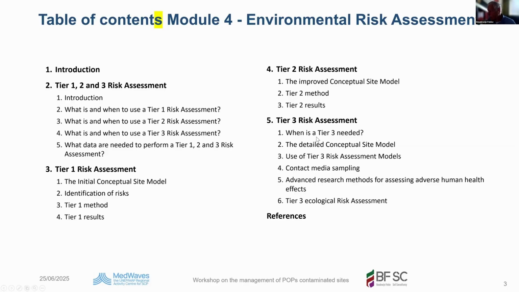And Tier 3, when it's needed. Here you need a detailed conceptual site model, which is explained in the module. Then Tier 3 uses computer models, and we give a few examples of models, and links to these models are presented in the text. Then we discuss the contact media, the advanced research methods for assessing adverse effects on human health, and then the last subsection of section 5 is the ecological risk assessment.